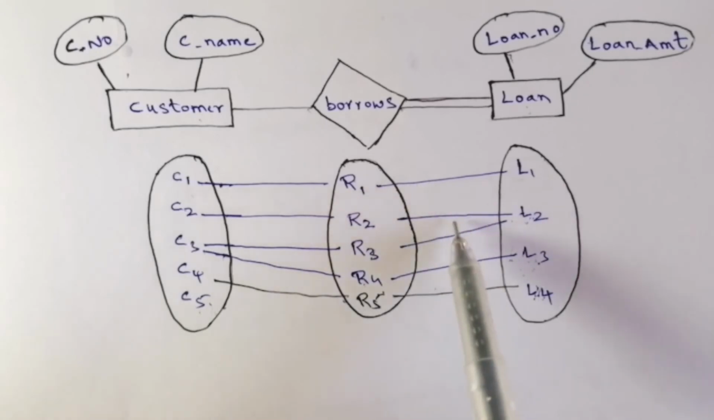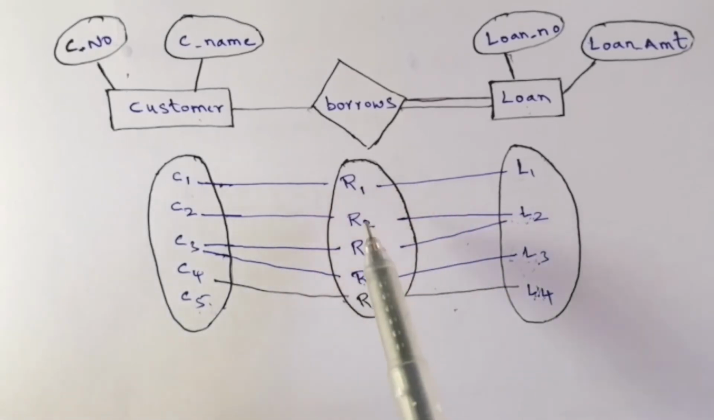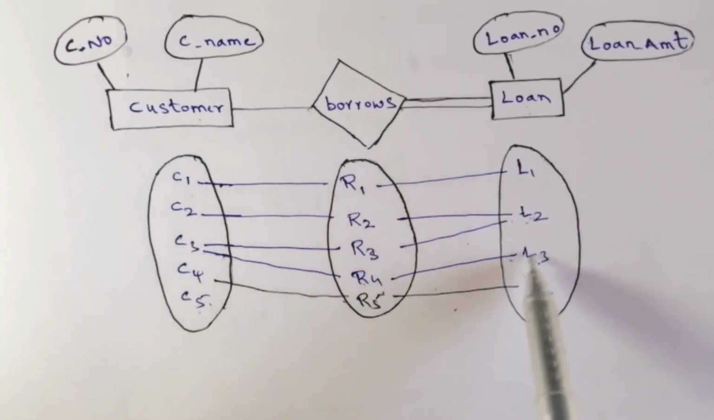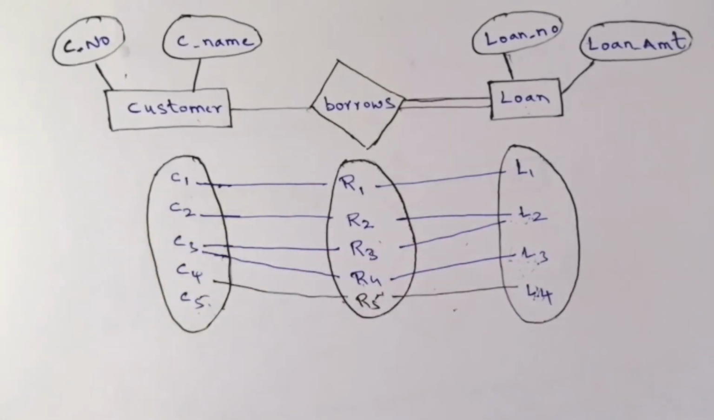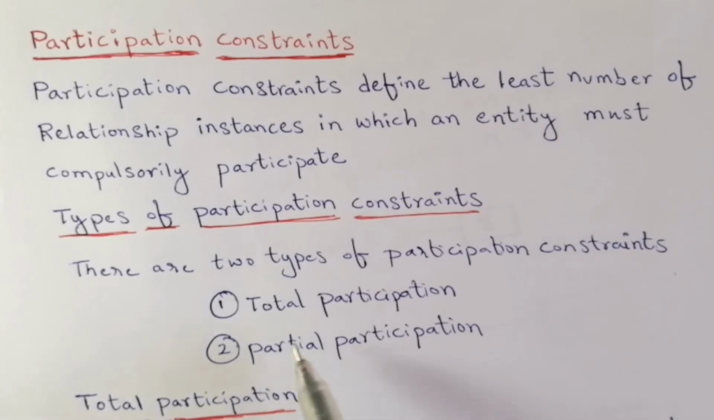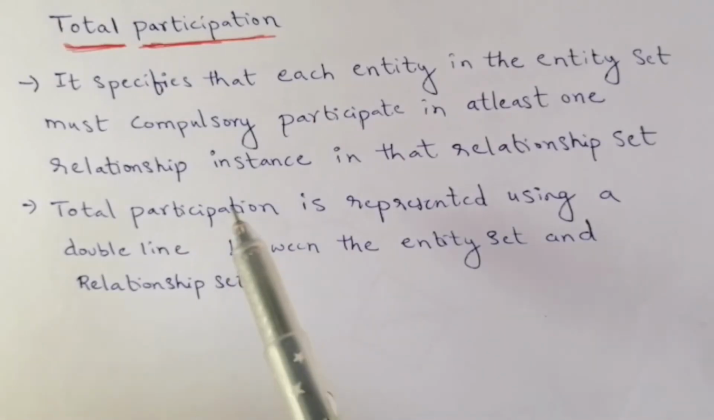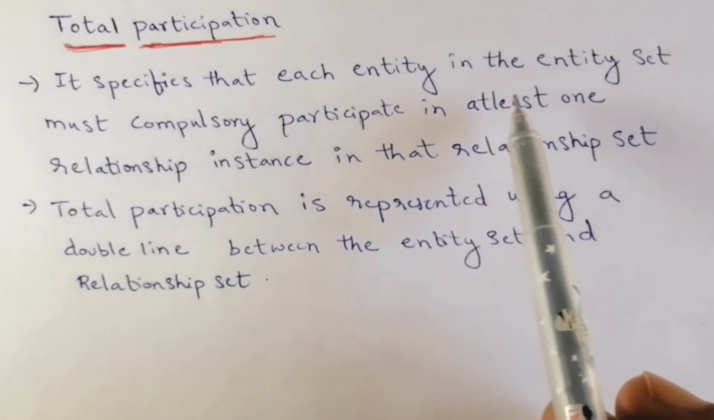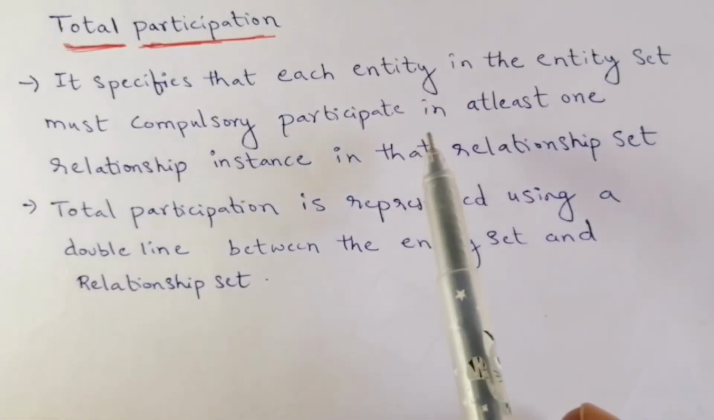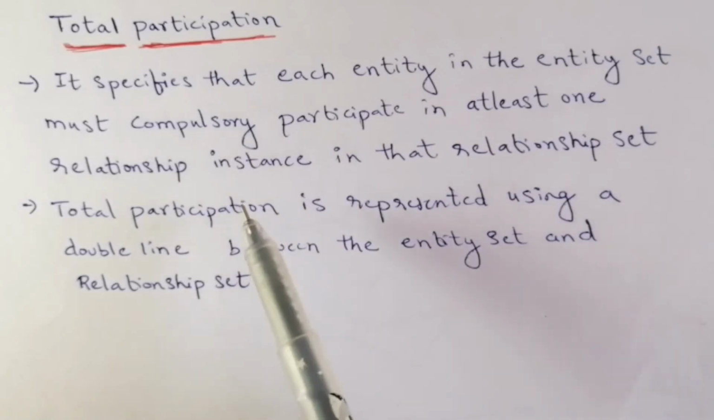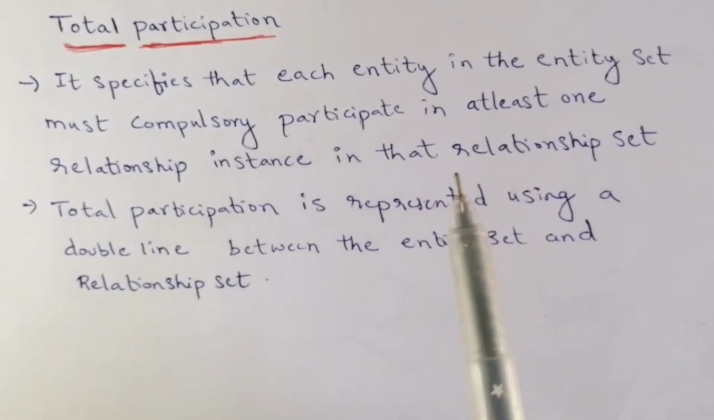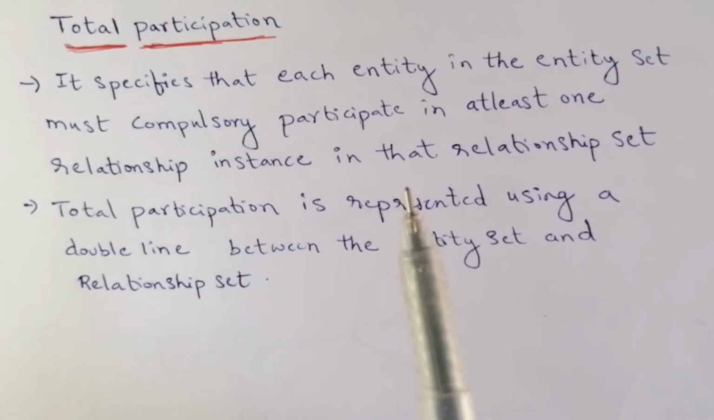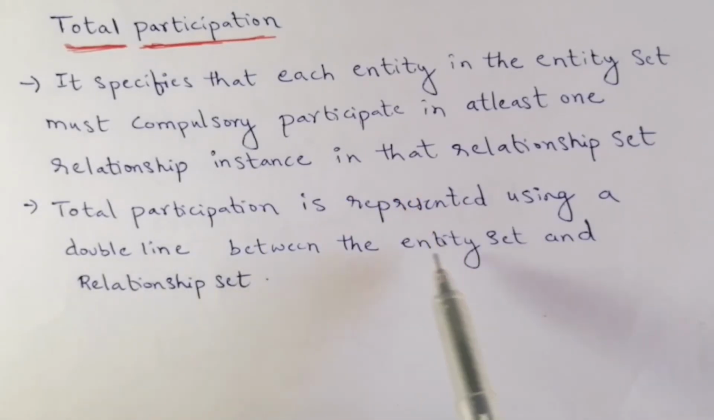So such participation constraint gives this least number of relationship instances. Everything is an instance. So it should participate in every relationship. If there is an entity, it should participate. Whereas the partial, it may or may not. That is, there are two types, total and partial. If it is total, it specifies that each entity in the entity set must compulsorily participate in at least one relationship instance. So that's what we have studied. It should participate compulsorily in at least one instance, right? And it is represented by a double line.